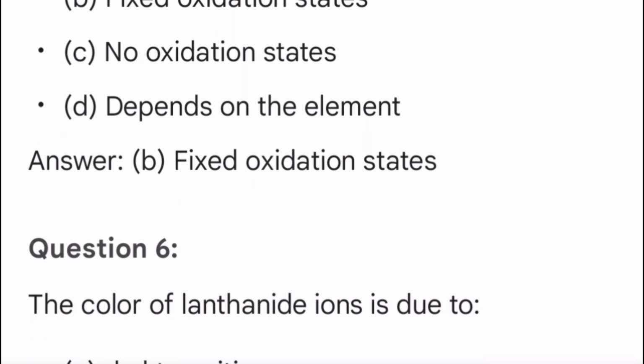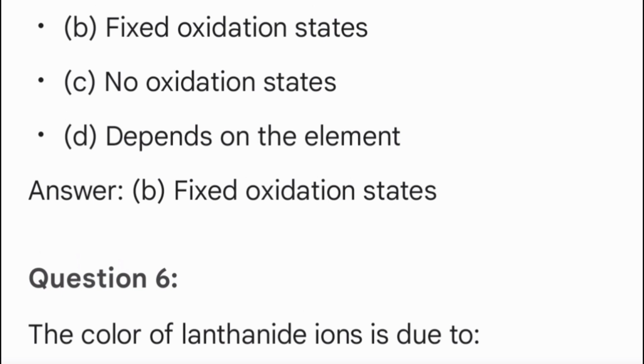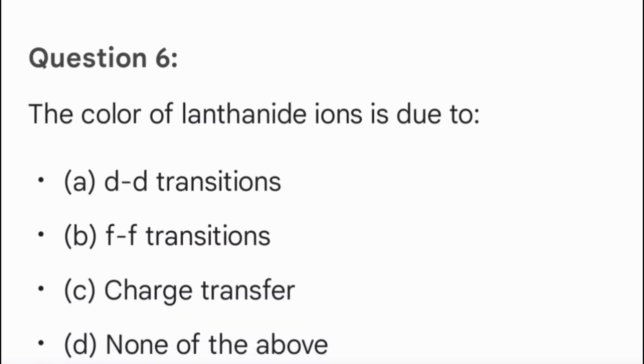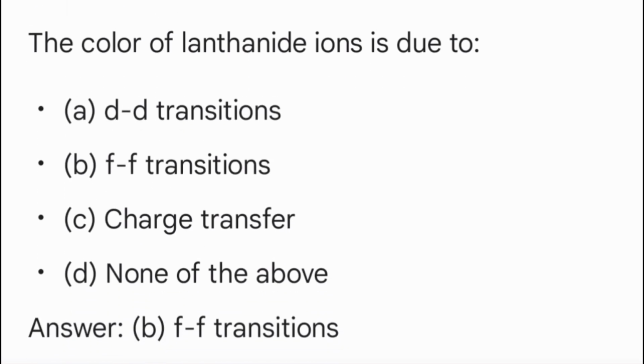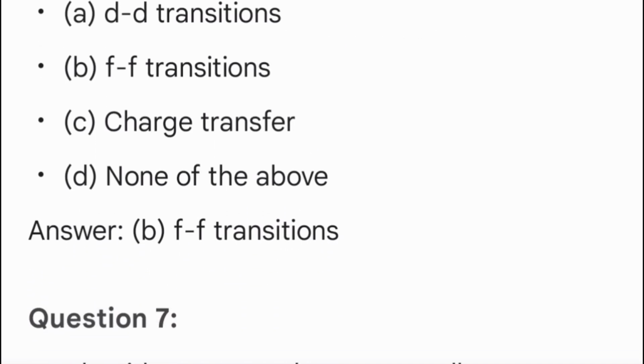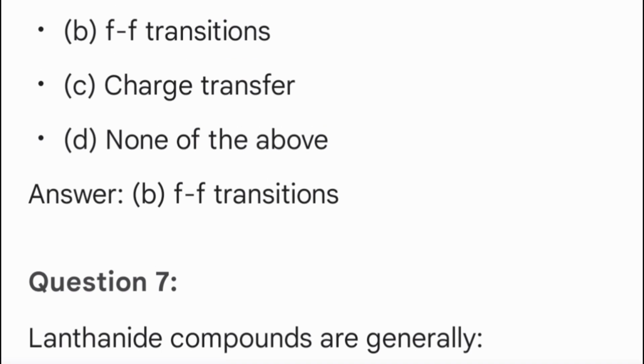Question 6. The color of lanthanide ions is due to A. d-d transitions. B. f-f transitions. C. Charge transfer. D. None of the above. Answer. B. f-f transitions. Question 7. Lanthanide compounds are generally A.